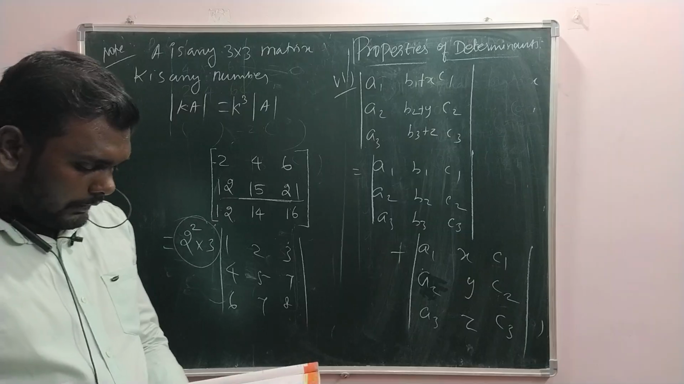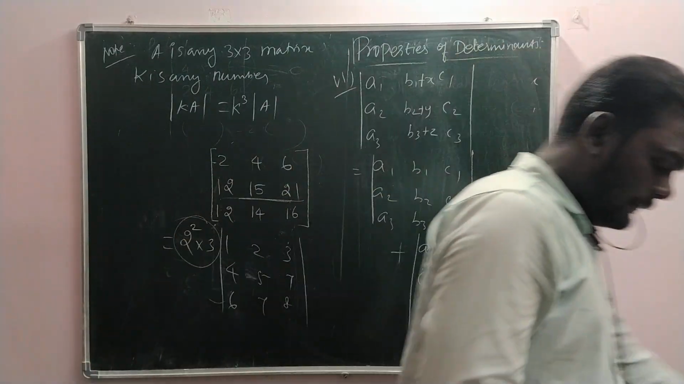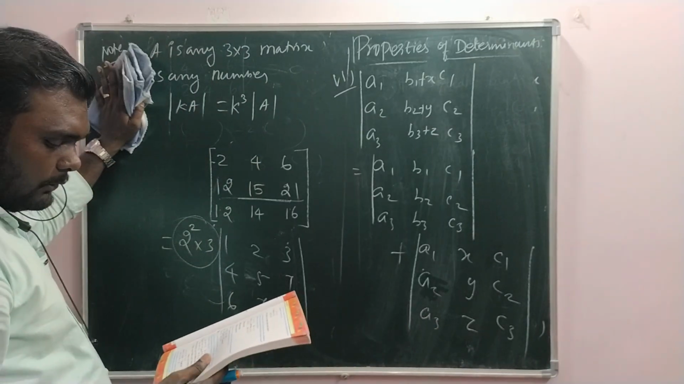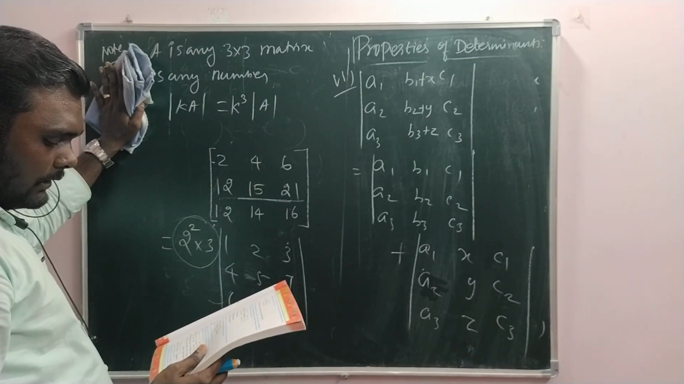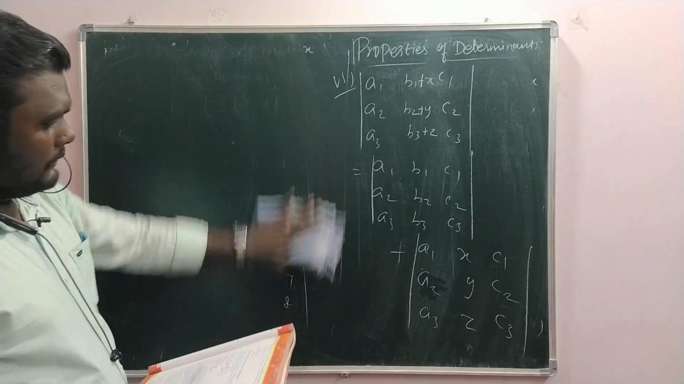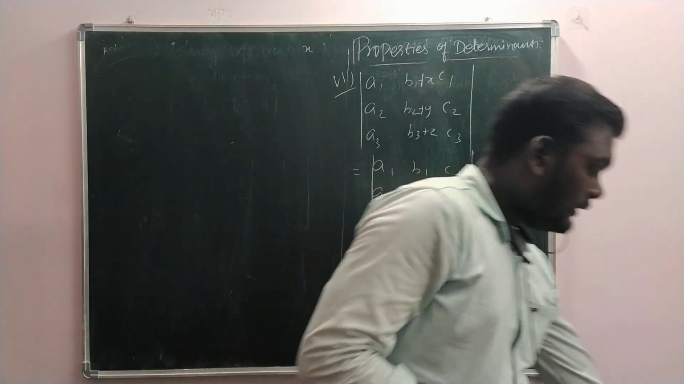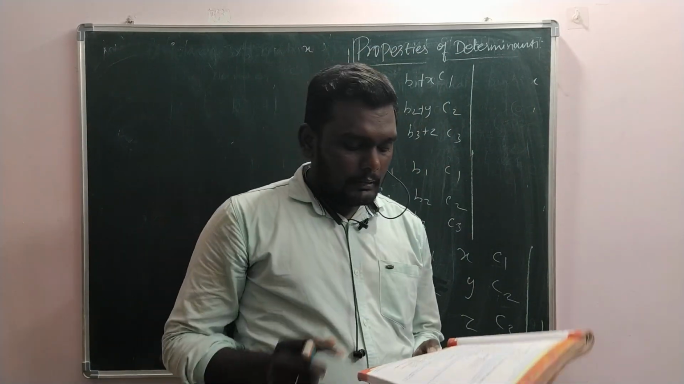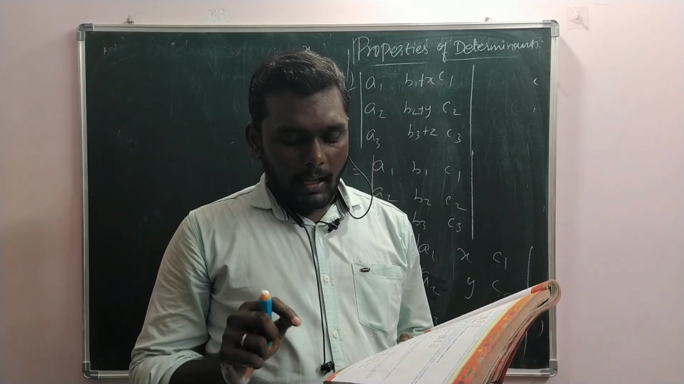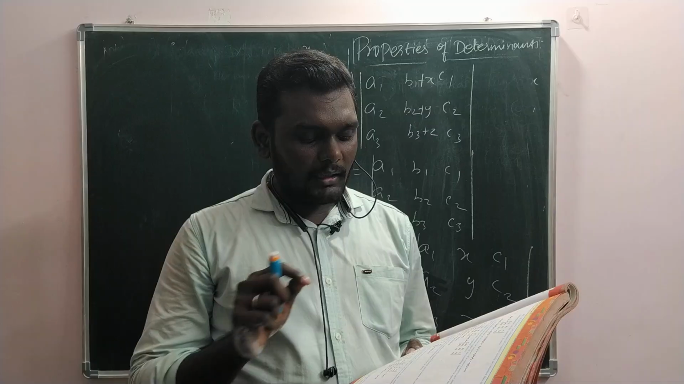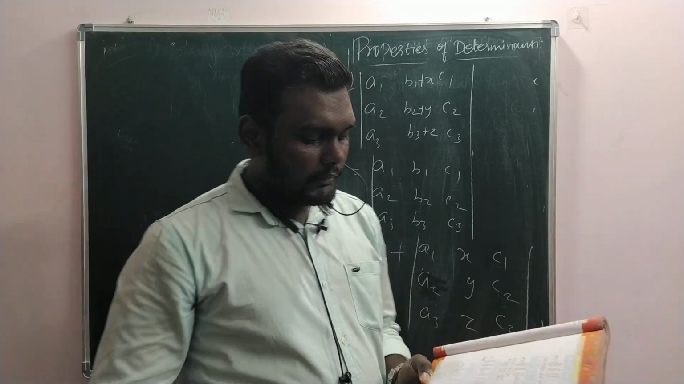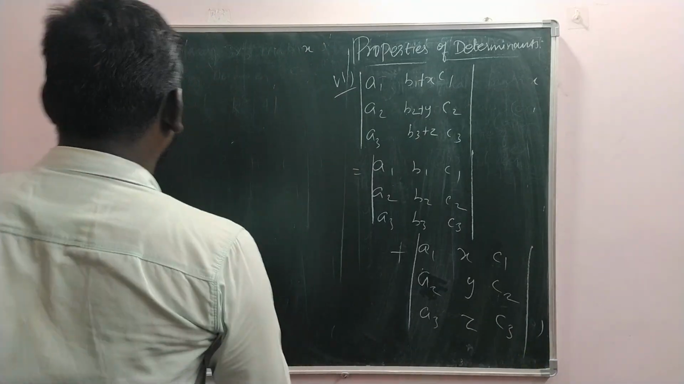And then the seventh one. If the elements of a row or column of a square matrix are added with k times the corresponding elements of any other row or column, then the value of the determinant of the resulting matrix is unaltered. That means, listen closely.